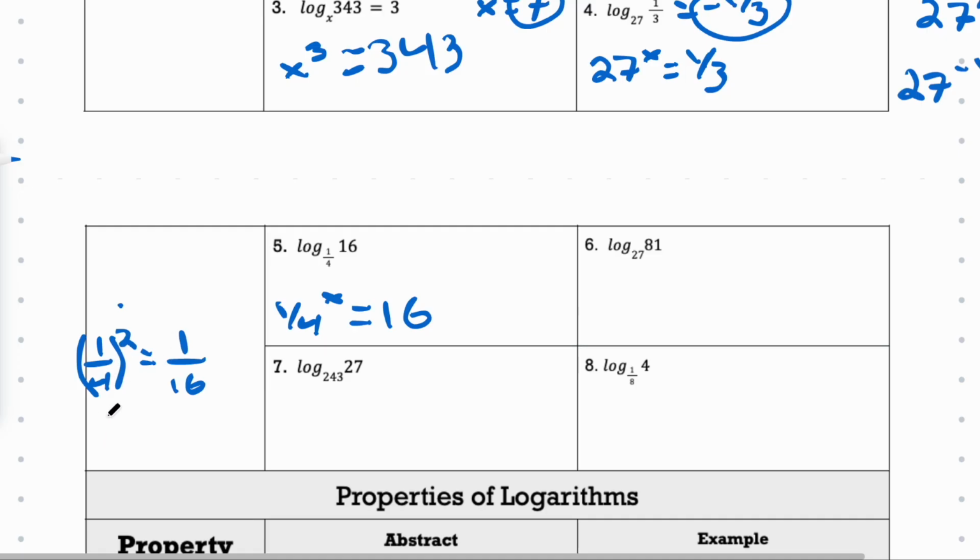Well, what if I want to flip this, right? I want to flip these. So we do that by having a negative exponent. So we'd want to have 1/4 to the -2. That would give us positive 16.